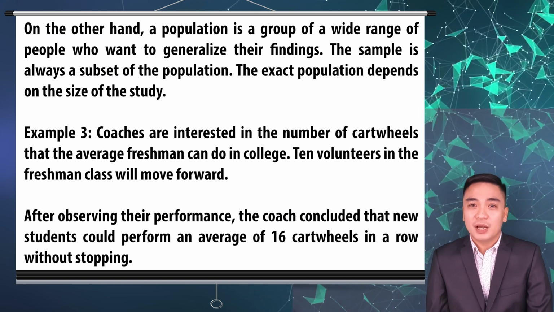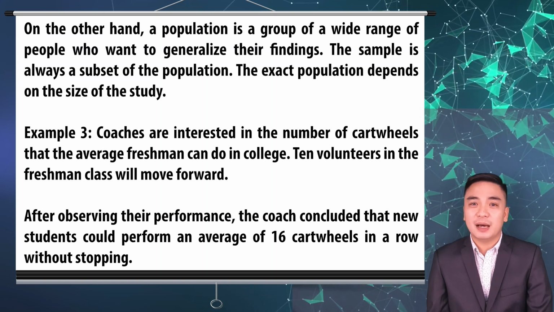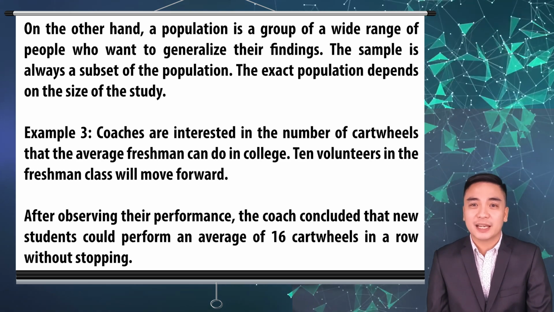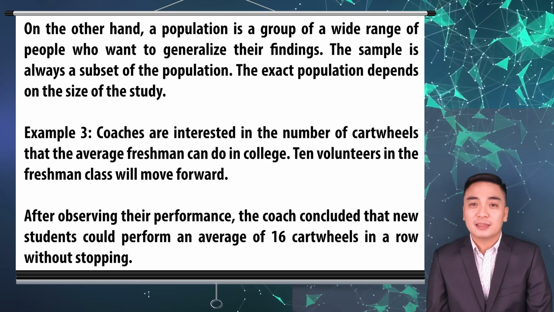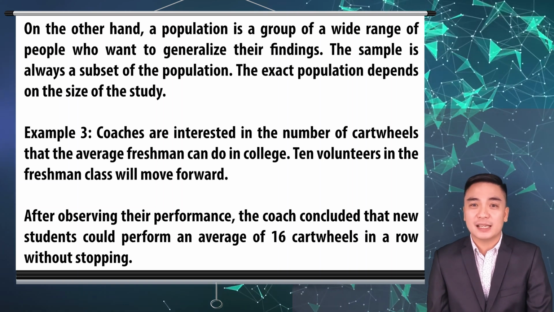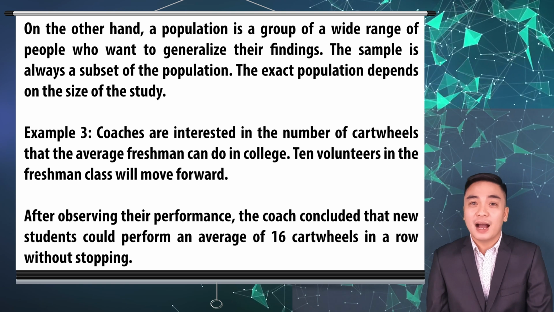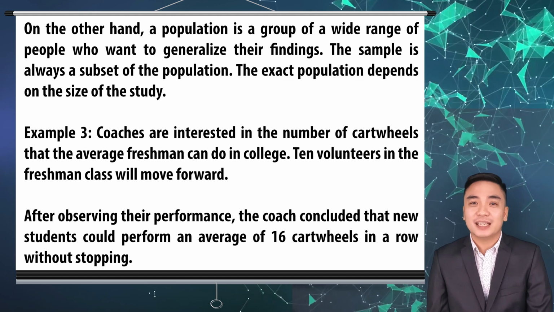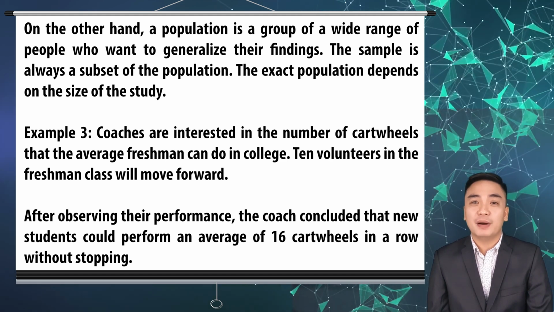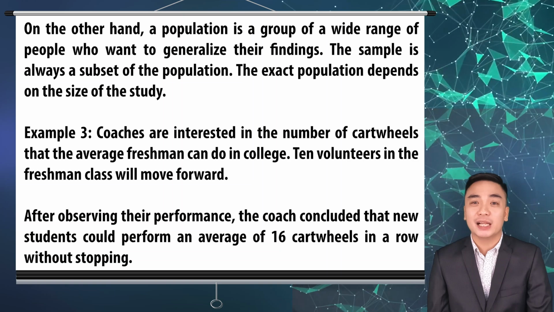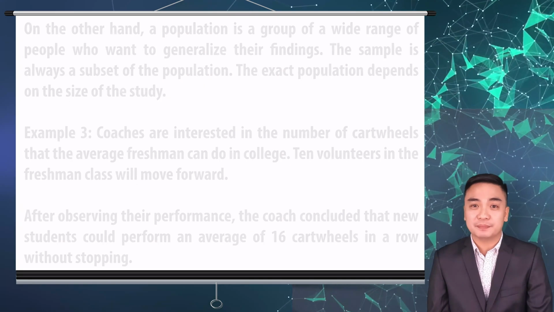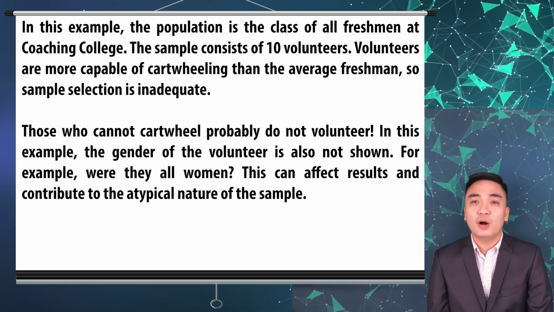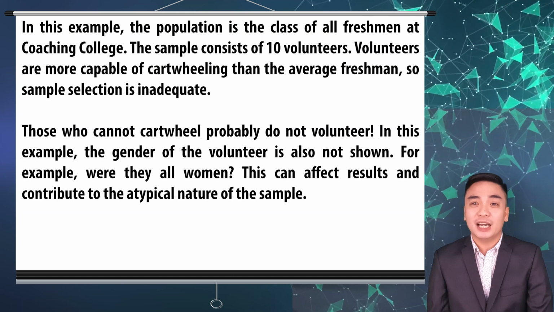Example 3. Coaches are interested in the number of cartwheels that the average freshman can do in college. Ten volunteers in the freshman class step forward. After observing the performance, the coach concluded that new students could perform an average of 16 cartwheels in a row without stopping. In this example, the population is the class of all freshmen at Coaching College.